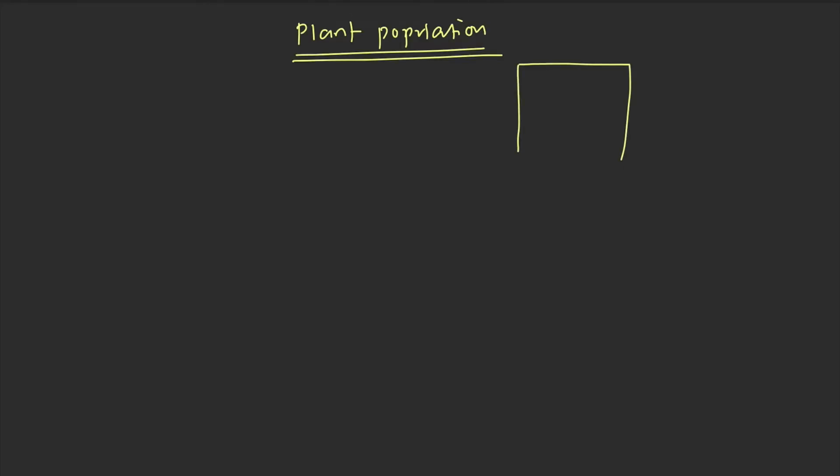Today we are going to discuss plant population, how to calculate plant population and what is its significance. What is the significance of maintaining optimum plant population in a field, right? Plant population means in unit area how many number of plants are there. In unit area, let's say we are taking 1 acre of land or 1 hectare of land, how many plants will be there in that particular area.